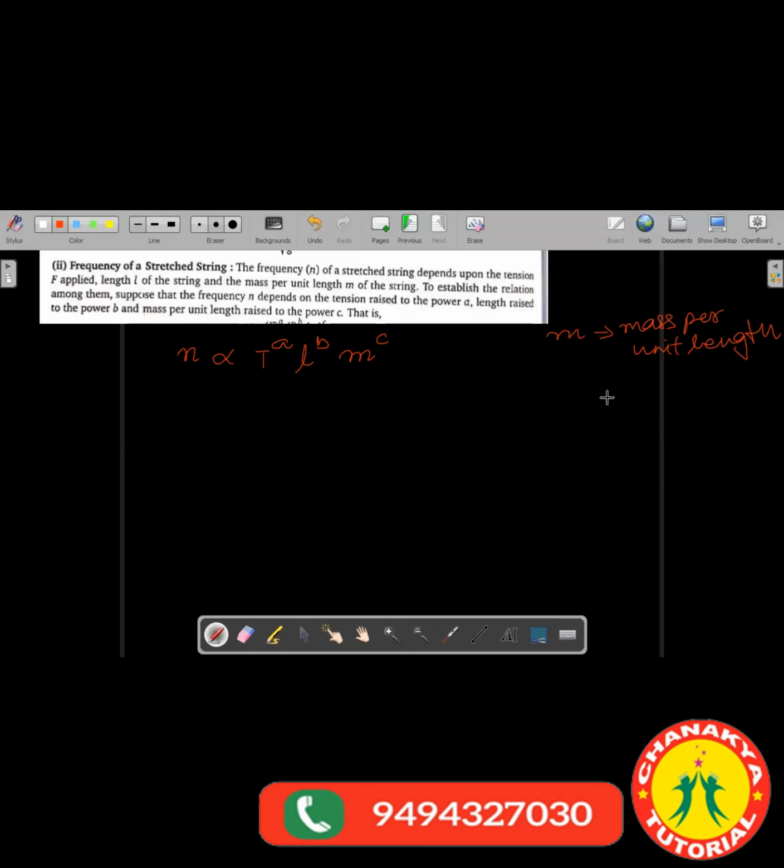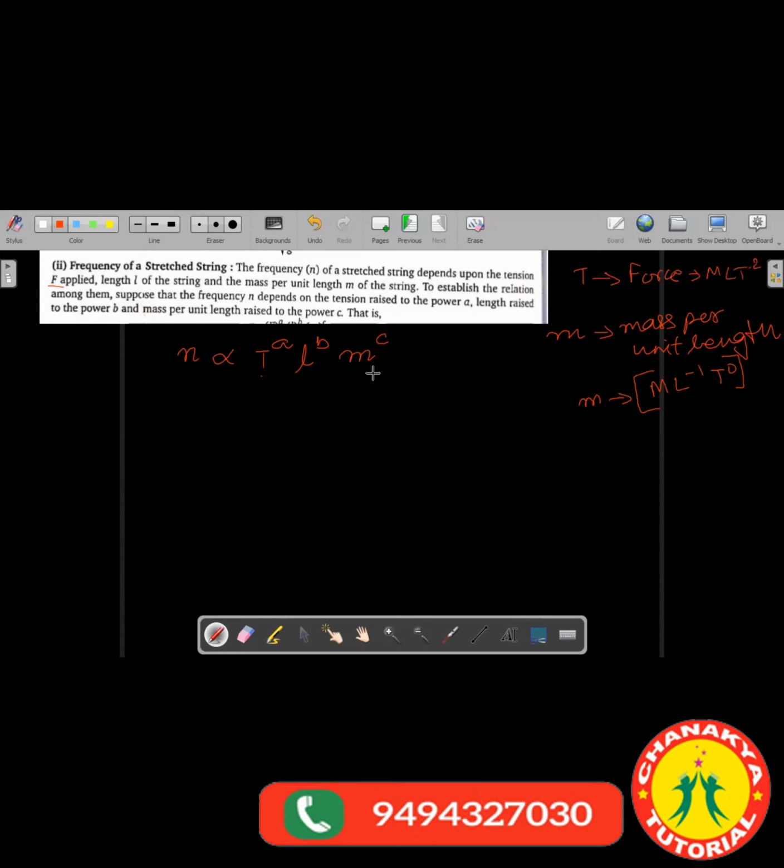This is mass per unit length. So m will have the dimensions M L minus 1 T0. So these are the dimensions of m. T is not the time, T is tension, which is a type of force. See, tension is a force. So the dimensions of T would be the dimensions of force, which is MLT minus 2. Got it?